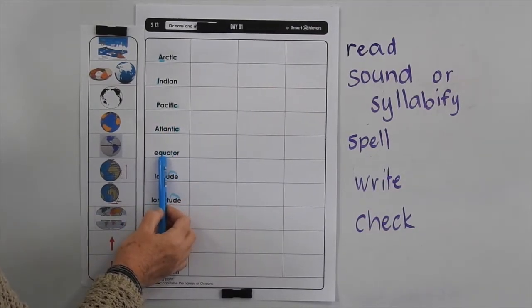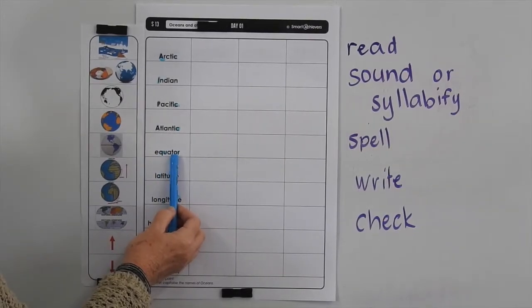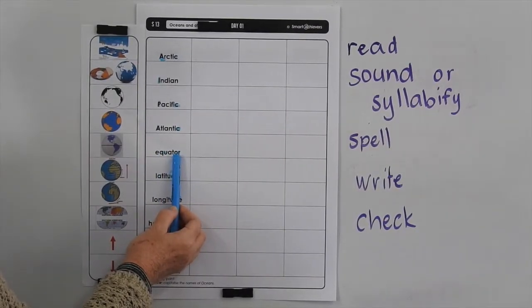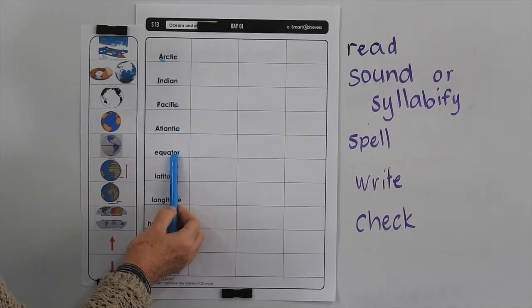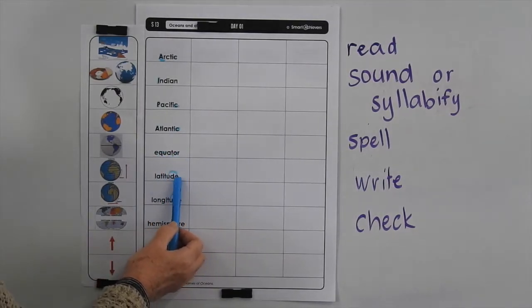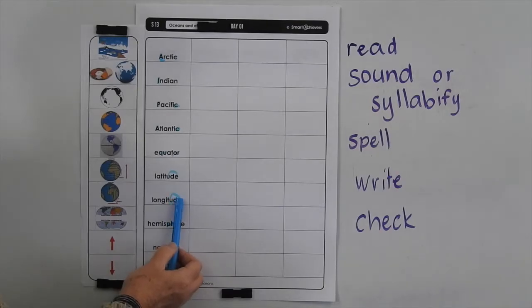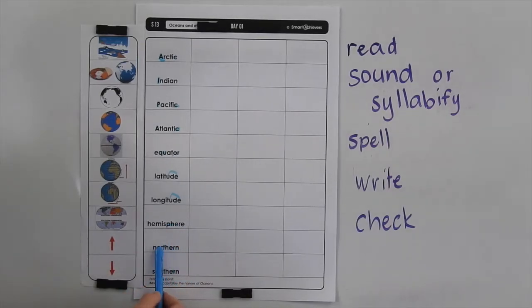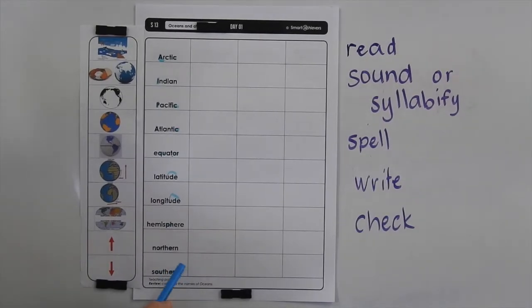In equator, you've got the QU, of course, and then quite often we find the OR sound at the end of a word is OR, like if it has a T before it, like doctor or actor, equator. Latitude and longitude both have the E at the end of the word, making the previous vowel make its long sound. Hemisphere, we've got that PH making the F sound. In northern, we've got two R-controlled vowels, and southern, we've got the L sound in south and the sound at the end there too.